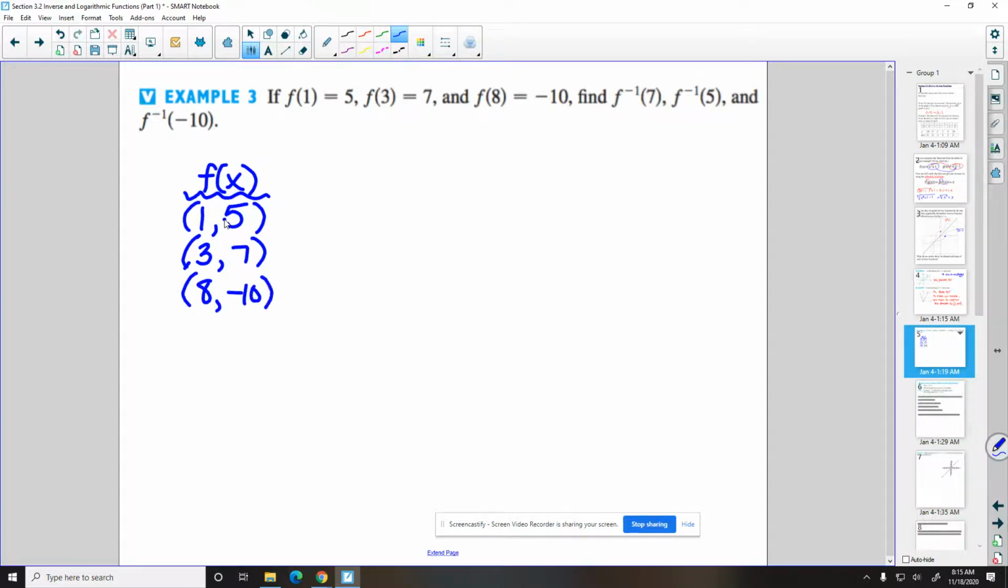Remember, the companion points tell us that if f has these points, then the inverse has those same points but flipped.